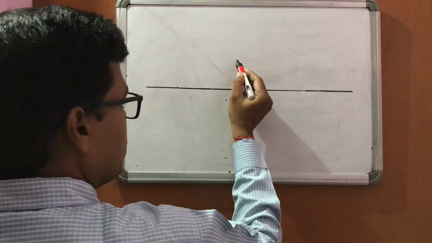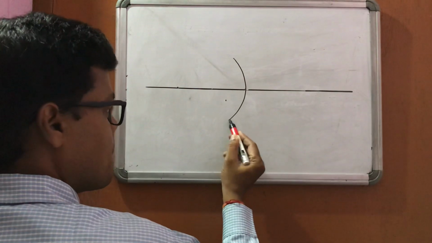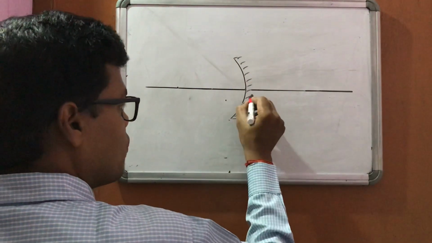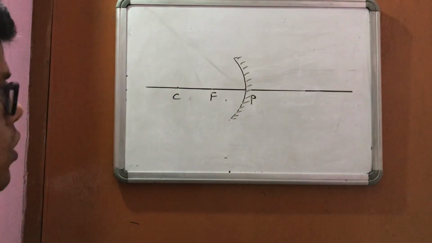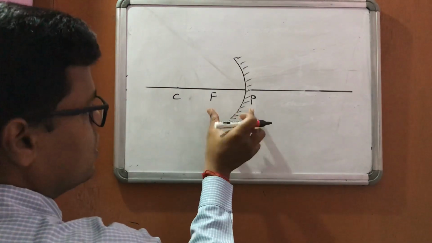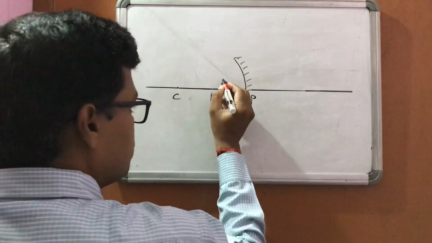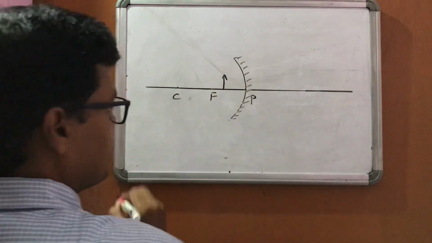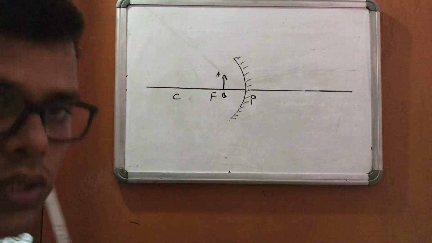This is a concave mirror. This is pole, focus and center of curvature. One point is taken as pole. Look at here, the distance of separation between C and F is also equal to the distance of separation between F and P. So now the object is placed between P and F. Let this be the object AB. You have to take 2 rays.